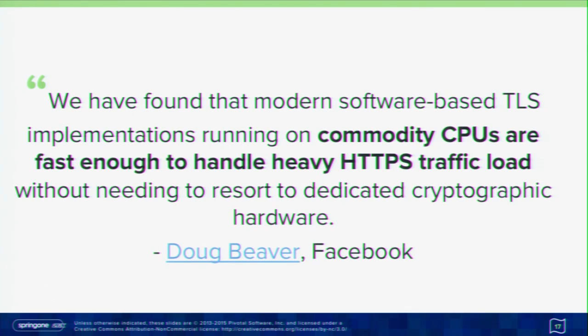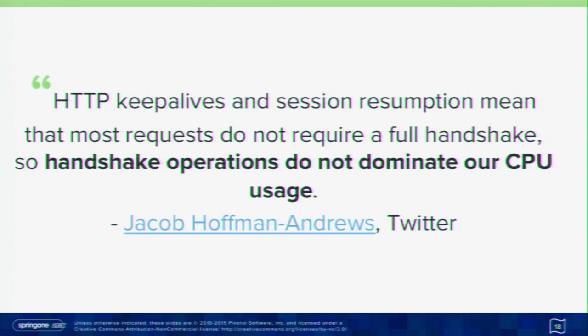What about someone else that might know what they're doing? Facebook. Facebook says, we're not using special hardware, we're using commodity hardware, and still everything is just behaving fine. So you don't have to buy anything special if you're worried about your budgets. And then finally, Twitter. Twitter also says that because we're using keep alives and resumption, we are doing just fine as well in terms of HTTPS performance.